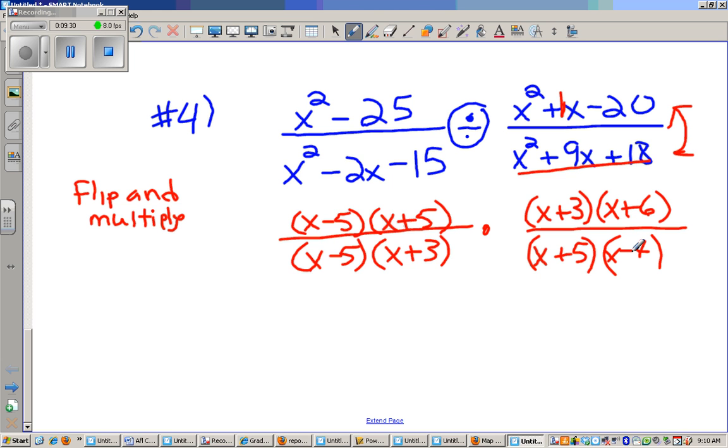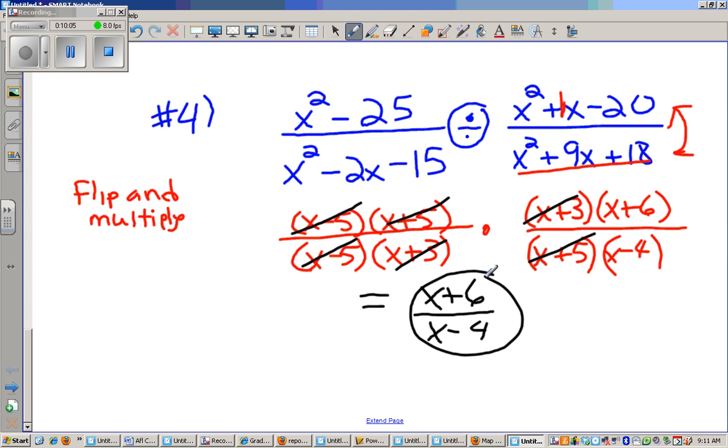And now again, I'm looking for everything that I can cross off, and you can see that I have an x minus 5 and an x minus 5. I have an x plus 5 and an x plus 5. I have an x plus 3 and an x plus 3. So my final answer is going to be x plus 6 over x minus 4. And remember as well that these x's can't cancel out. We talked about that yesterday. Yeah, this is fine. This is what we'll do today. So that's your final answer. Let's try a couple more.